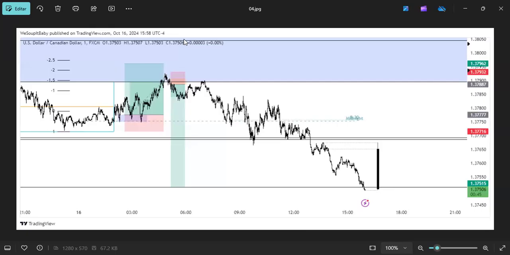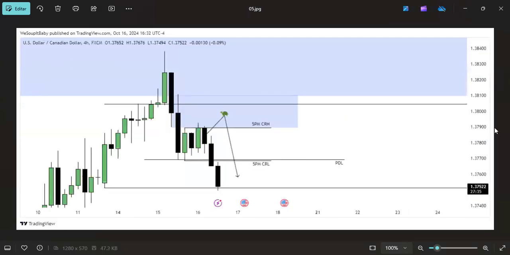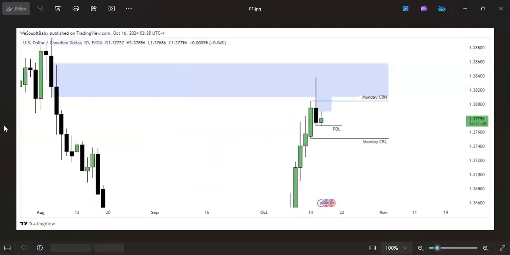Okay, so let's get down to the business. First of all, I'd like to say that the main idea that made me take this trade came from the daily perspective. This is the first screenshot that I took, where the main idea came from.